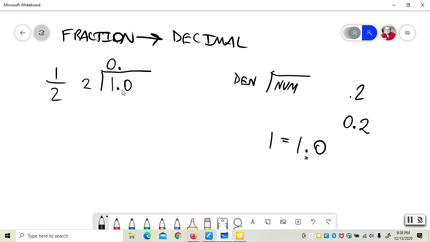Then 10, I treat it as if it's just 10. When I start the division, I ignore the decimal. 5 times 2 is 10. Boom, that's over. No remainder. So 1/2 is therefore equal to 0.5. Okay.